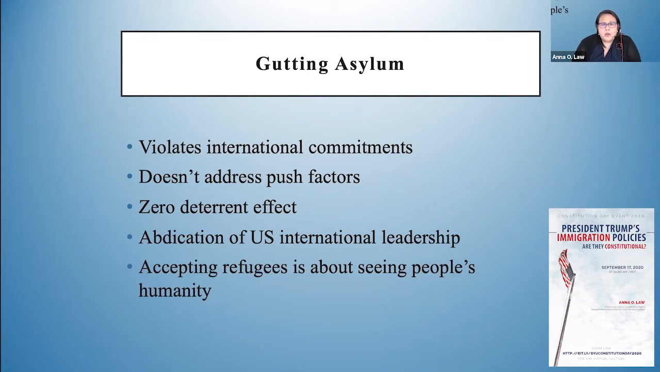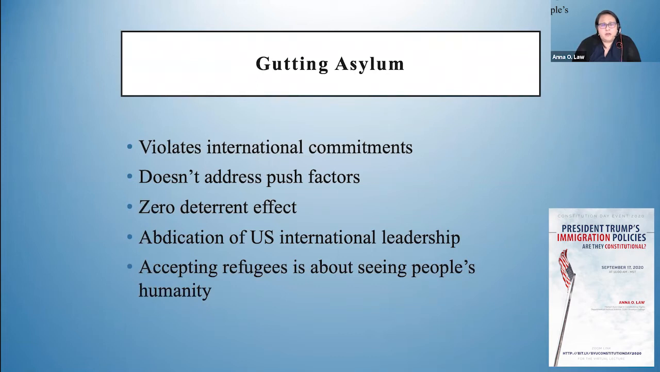So multiple international agreements were signed with the purpose of not returning people to persecution and harm. The United States is a signatory to many of those agreements. And by gutting the asylum system, not by us, but by the Trump administration, this is a violation of our international commitments.